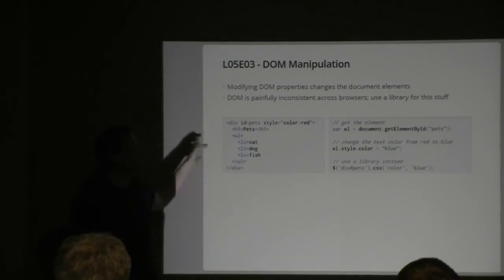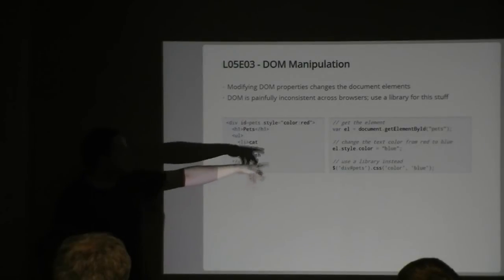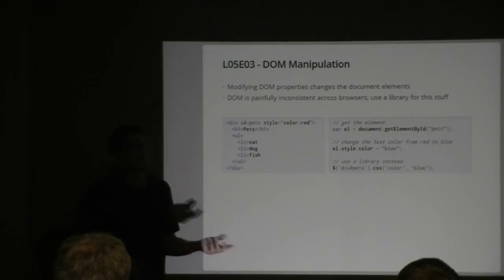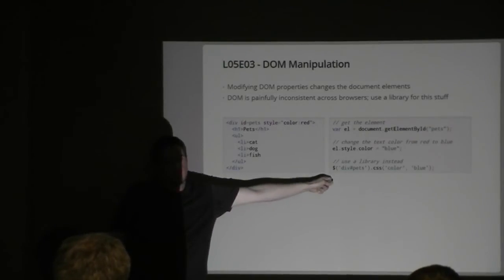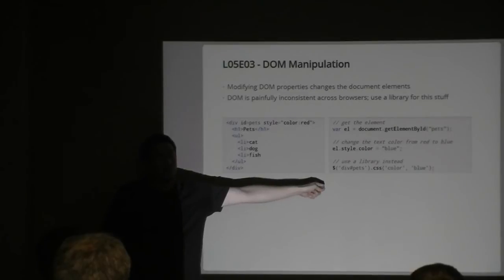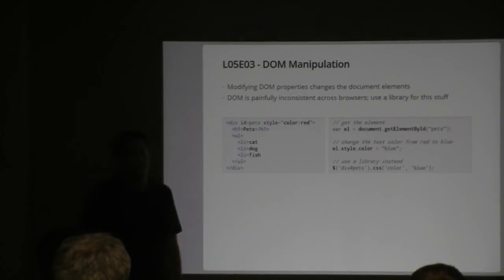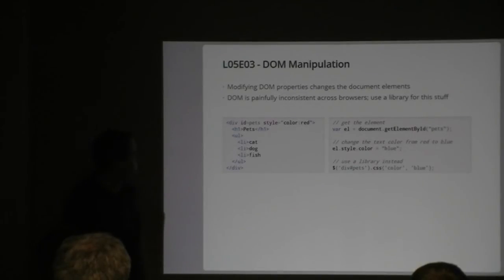The reason to use a library for this stuff is because all these properties, like style.color, are inconsistent across browsers. That one probably is consistent, but there are many more that are not. And these libraries make it so that it will always change your style color to blue and not some weird subtag or something.